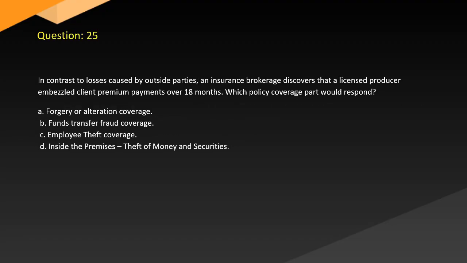Question 25. In contrast to losses caused by outside parties, an insurance brokerage discovers that a licensed producer embezzled client premium payments over 18 months. Which policy coverage part would respond? A. Forgery or alteration coverage. B. Funds transfer fraud coverage. C. Employee theft coverage. D. Inside the premises, theft of money and securities.